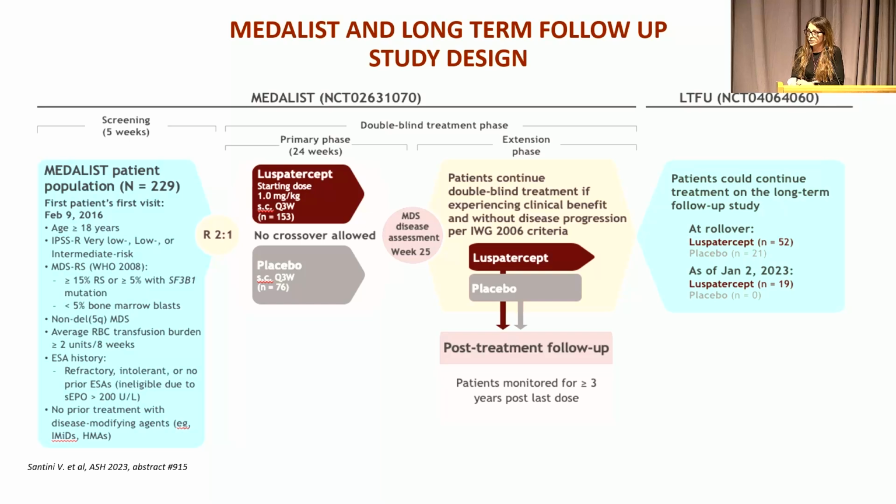The disease assessment was performed at week 25, and after that, patients who obtained a benefit from the drug without progression could continue in the double-blind secondary phase, and the blind was open only in the long-term follow-up phase, where patients could be kept longer on treatment when they maintained their response.